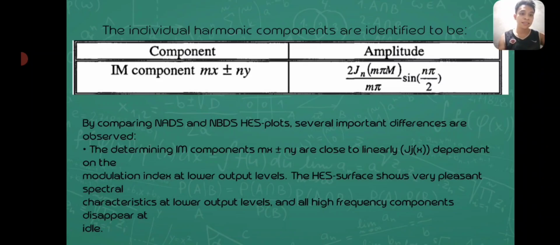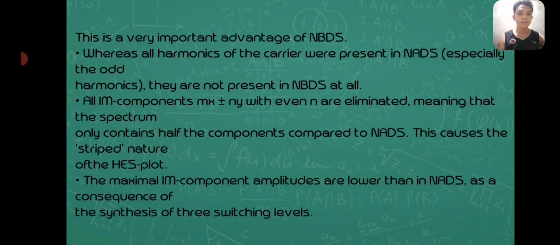The HES surface shows very pleasant spectral characteristics at the lower output level, and all high frequency components disappear at idle. This is a very important advantage of NBDS, whereas all harmonics of the carrier were present in NADS, especially the odd harmonics. They are not present in NBDS at all.